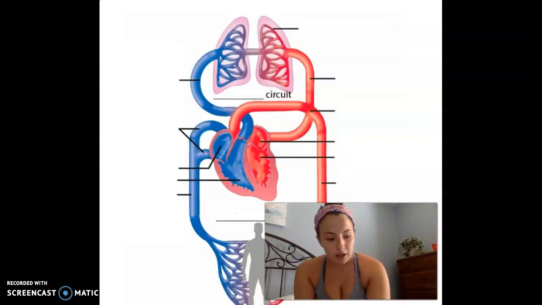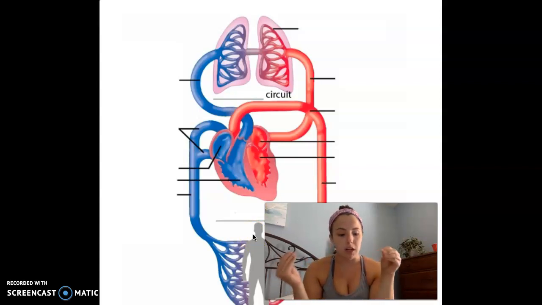So one thing that I thought was helpful was to remember that veins are always going to carry blood to the heart, and arteries are always going to carry blood away from the heart.